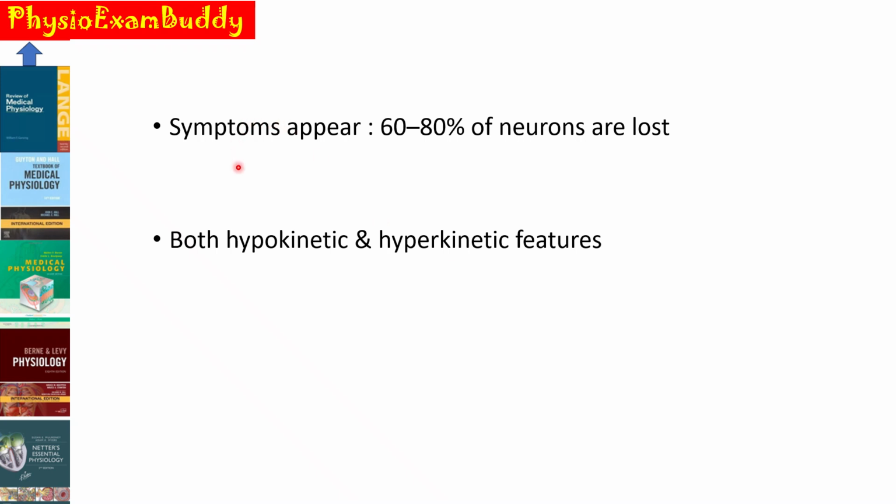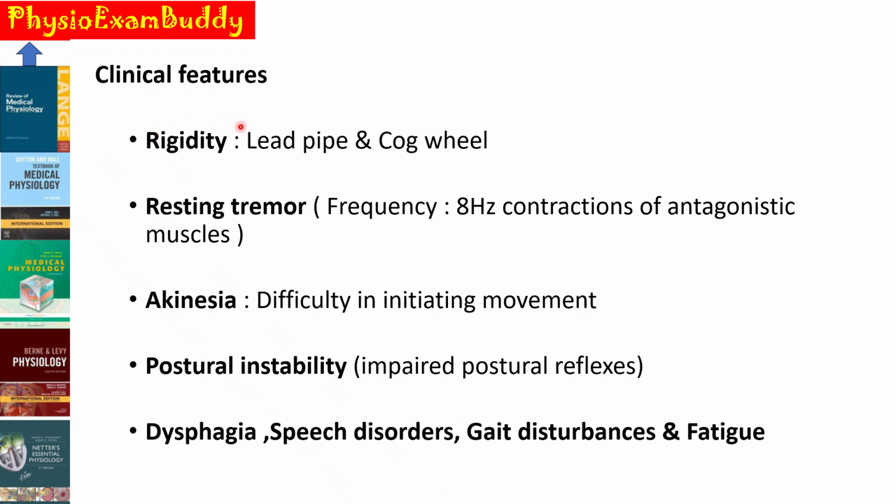And here the symptoms usually appear only when 60 to 80% of these dopaminergic neurons are lost, and the patient will present with both hypokinetic as well as hyperkinetic features. The main clinical features include rigidity, that is both lead pipe as well as cogwheel type of rigidity are seen in Parkinson's disease. Next feature is the resting tremor, that is tremor with a frequency of 8 hertz, with contractions of the antagonistic muscles.